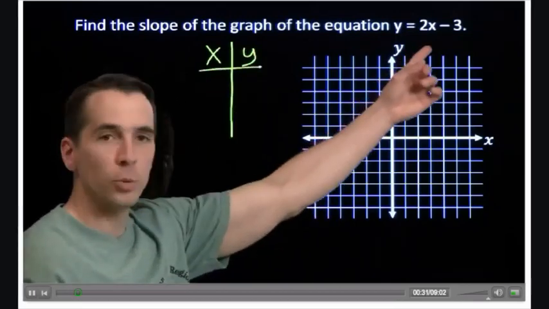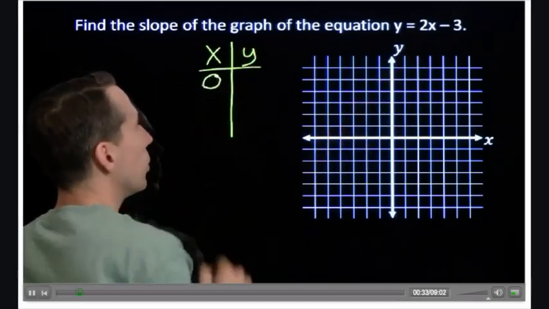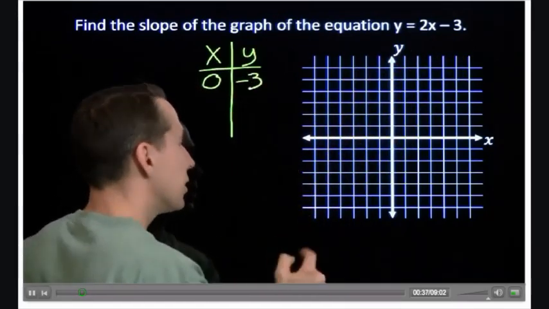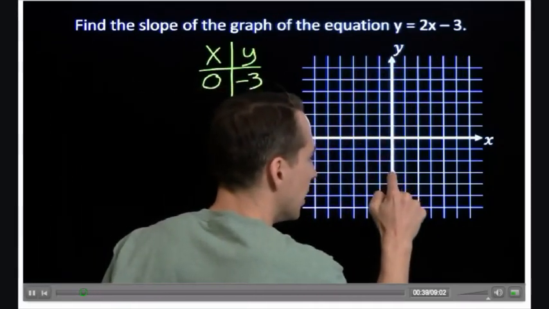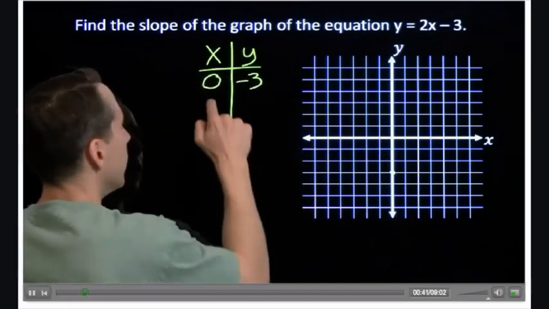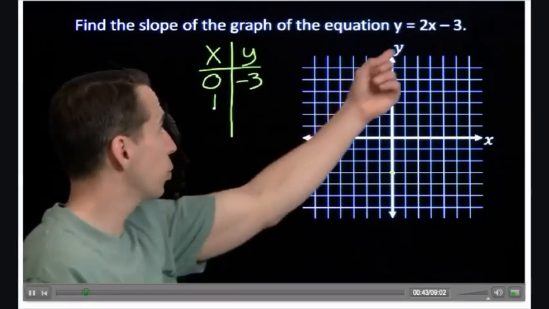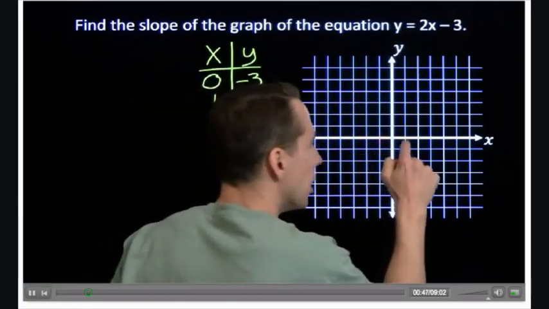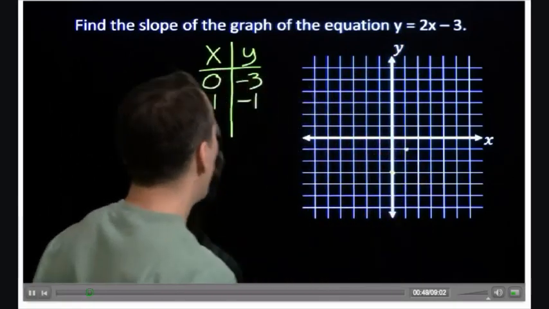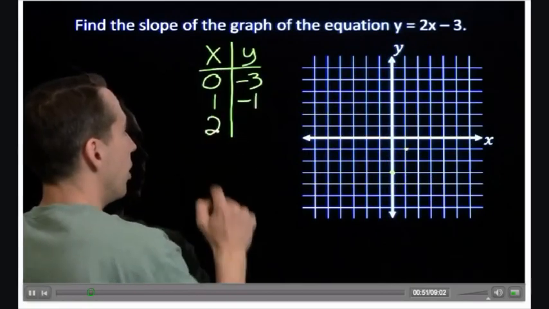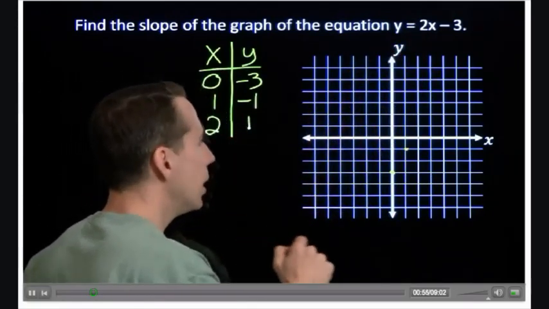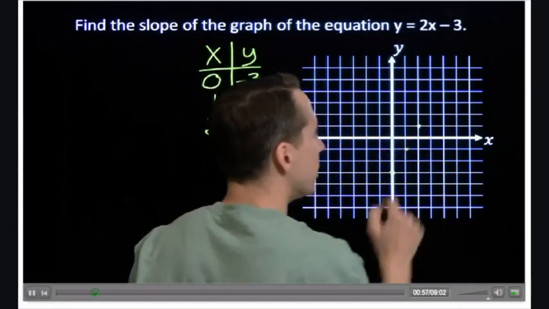If I put in x equals 0 over here, we'll get y is 0 minus 3. That gives me negative 3. That tells me at the point 0, negative 3 is on the line. Now, if I put in x equals 1, I'll get y is 2 minus 3. That's negative 1. It tells me at the point 1, minus 1 is on the line. Now, if I put in x equals 2, 2 times 2 is 4, minus 3, that gives me 1. So the point 2, 1 is on the line.